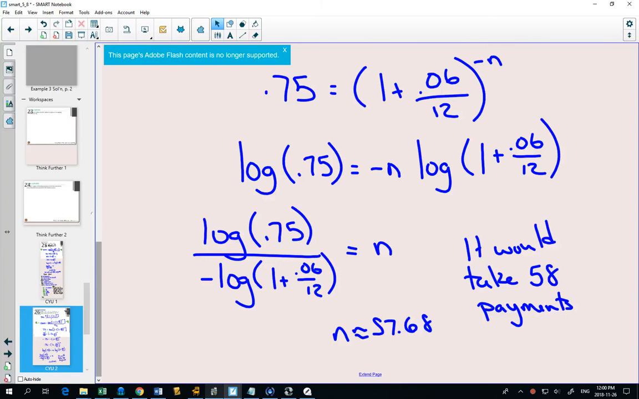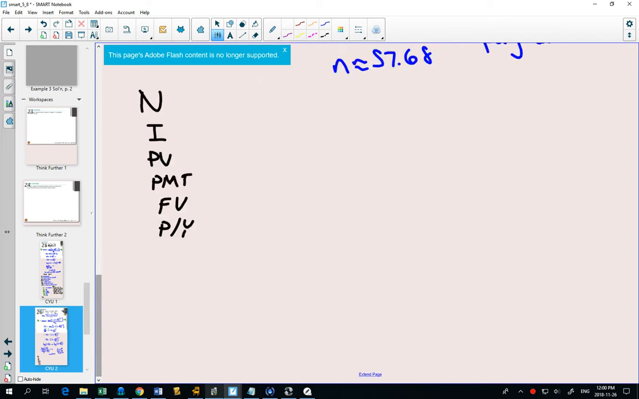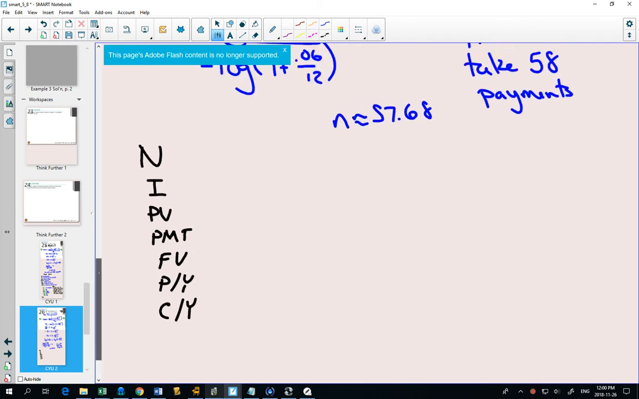Now going to our TVM solver for the same one: N, I%, PV, PMT, FV, payments per year and compounds per year. So in this situation, again, we want to solve for how many payments. The interest rate is 6%. The present value, you get the money from the bank. They give you $15,000. That's your loan. You get the car. That value will be positive. You're making payments of $300. The future value will be zero because you don't want to owe any money in the end.